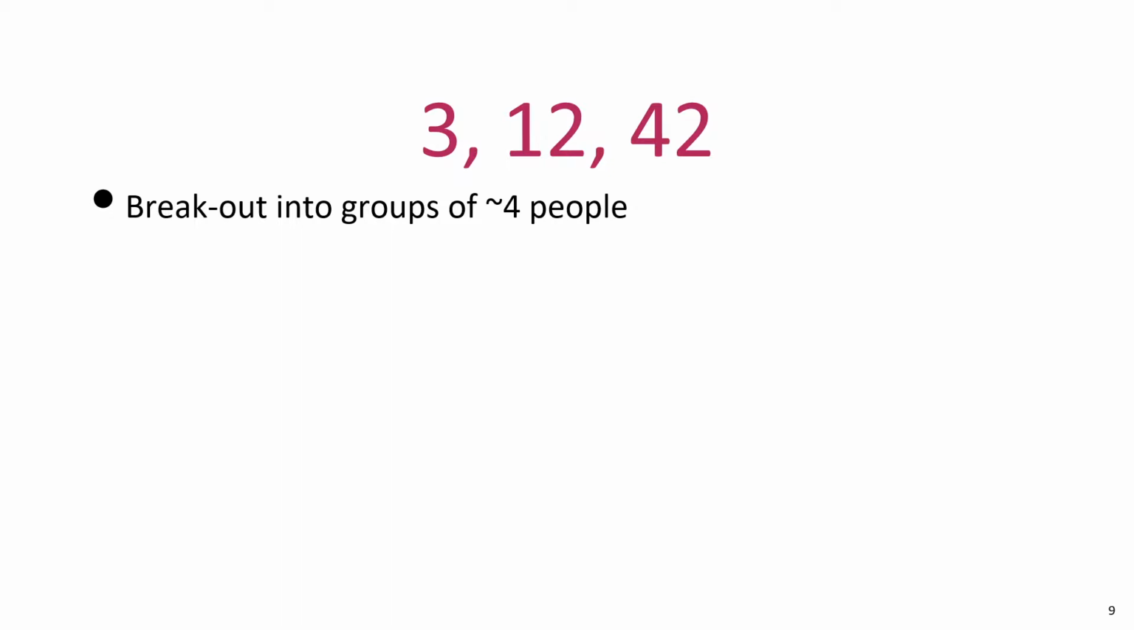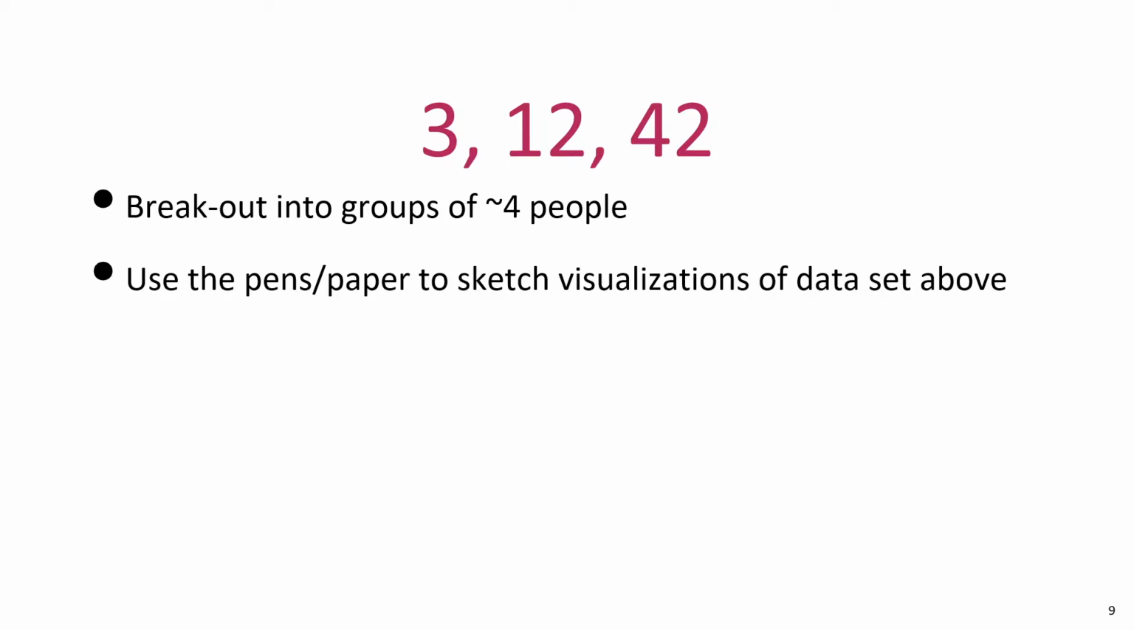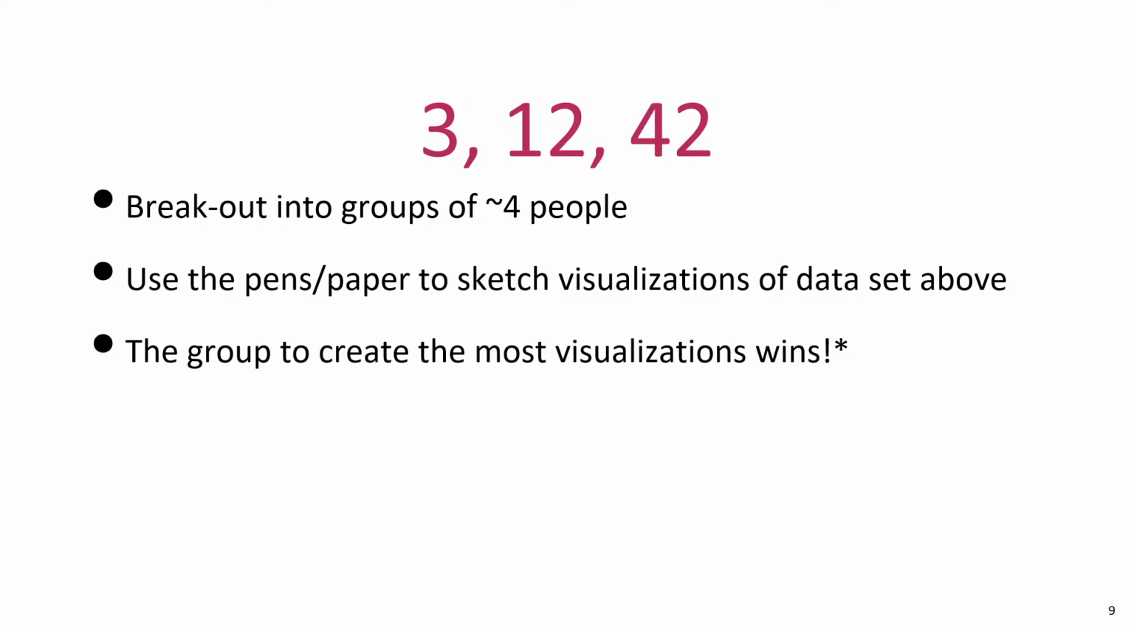Hopefully, break into groups if you can. Groups of 4 would be better, just to make it less reading for everybody. Pen and paper. Don't use anything fancy. Don't get out stock images. No need for digital pens. Pen and paper. Just doodle as fast as you can. The group with the most visualizations, the most ways to represent 3, 12, and 42, wins. 5 minutes max to do all of this.